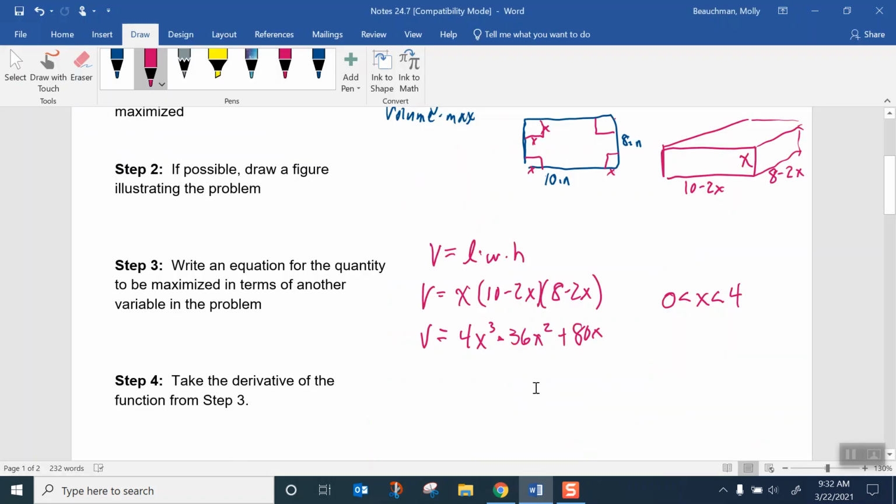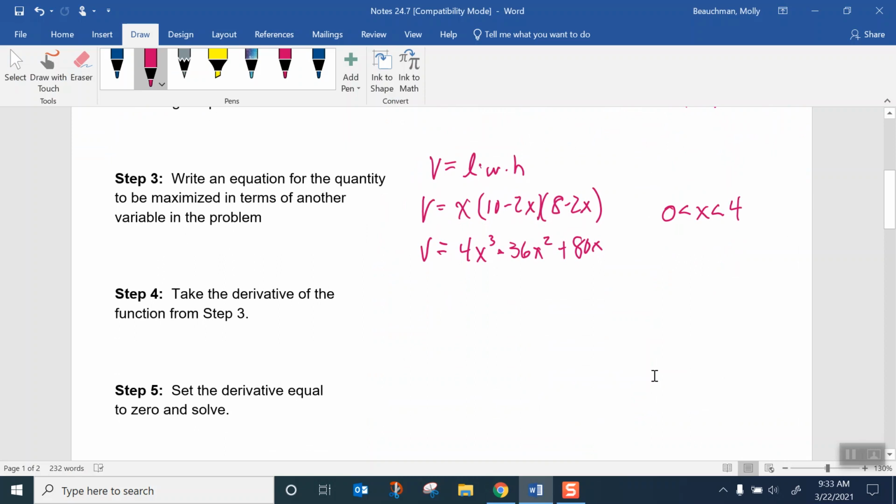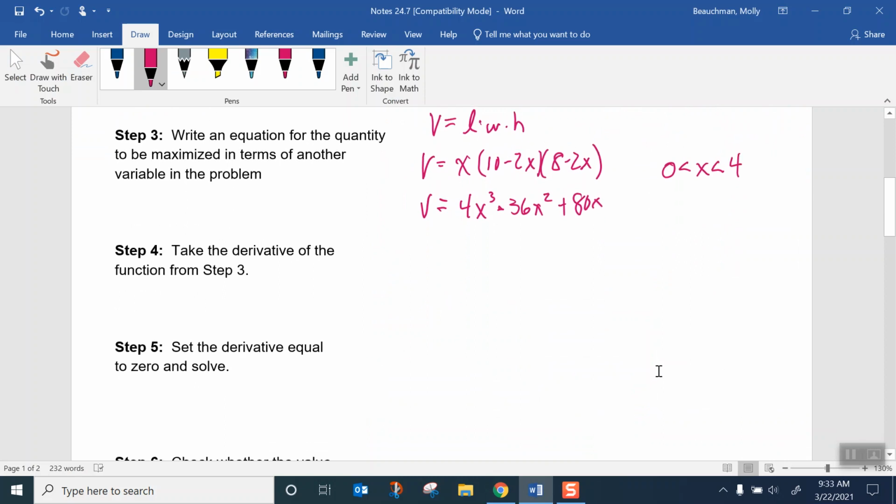So now we're going to use calculus and then go back to the graph to make sure we're right. So how do we find a maximum? Take the derivative. So we're going to take the derivative of volume, v prime, is equal to 12x squared minus 72x plus 80. Then we're going to take that function and set it equal to 0.